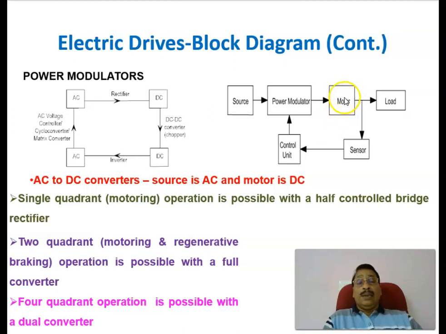Therefore, this is the motor, this is the source, and this is the power modulator. There will be a sensor to sense the speed and rotor position, etc. That is given to a controller. That controller controls the power modulator, and this is the mechanical load that is connected. Based on the mechanical load speed-torque characteristics, we select the motor, and we control the power modulator in order to have the speed-torque characteristics that are demanded by the load.